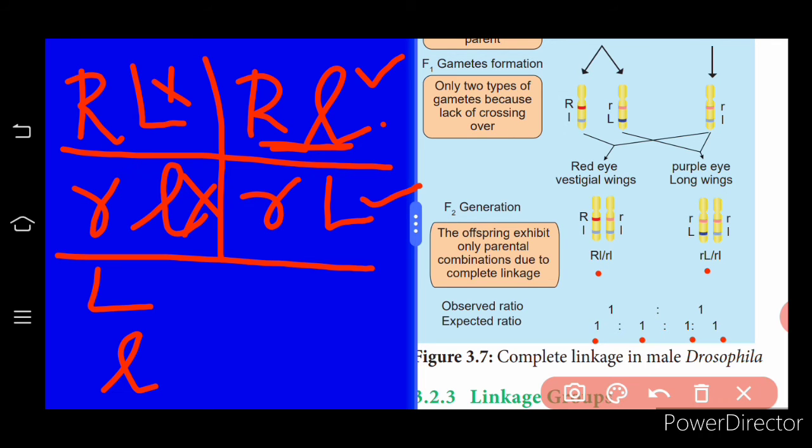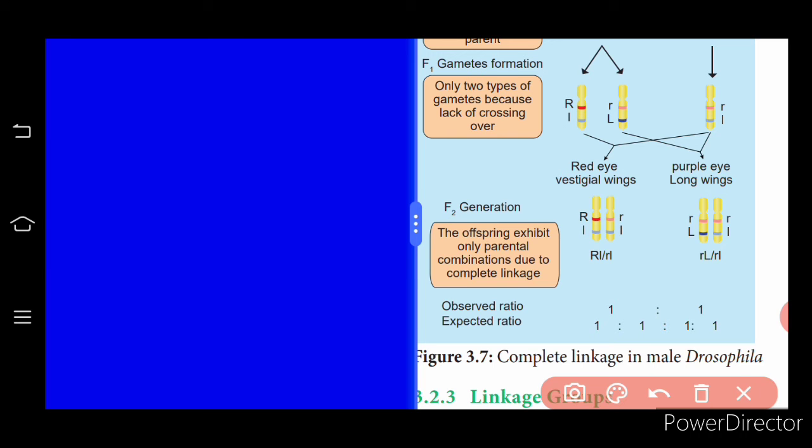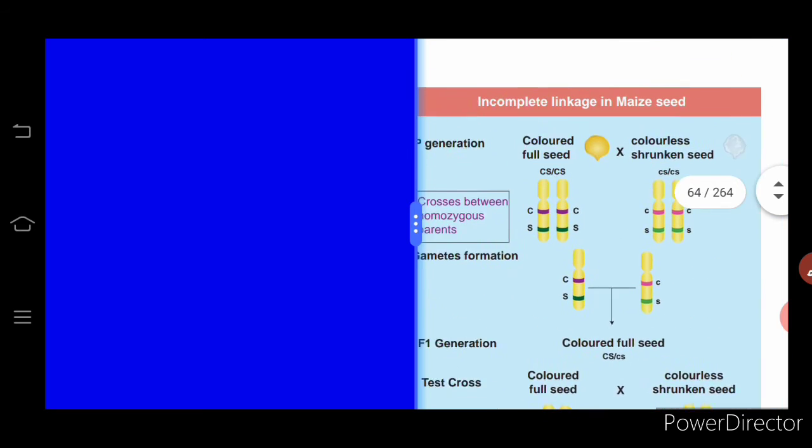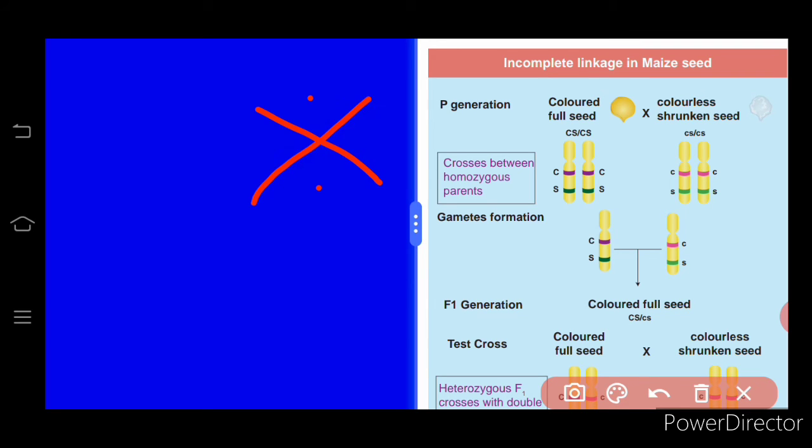Next we will see incomplete linkage. What was the example given for incomplete linkage? Do you remember? Incomplete linkage is seen in the case of maize. So what is linkage now? You know very well, if the chromosome has genes a little apart, there is a chance for crossing over to occur. If they are very close to each other, there is no chance of crossing over occurring.